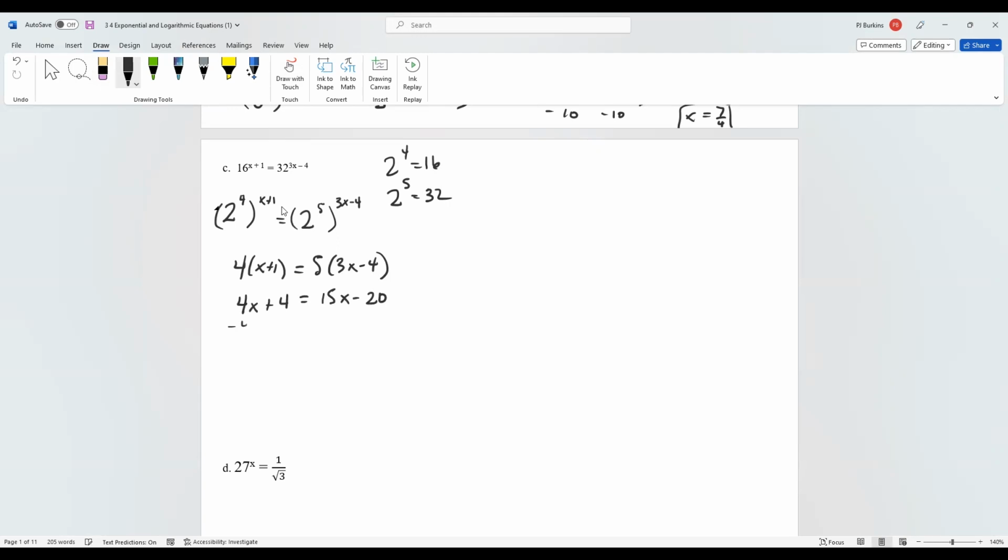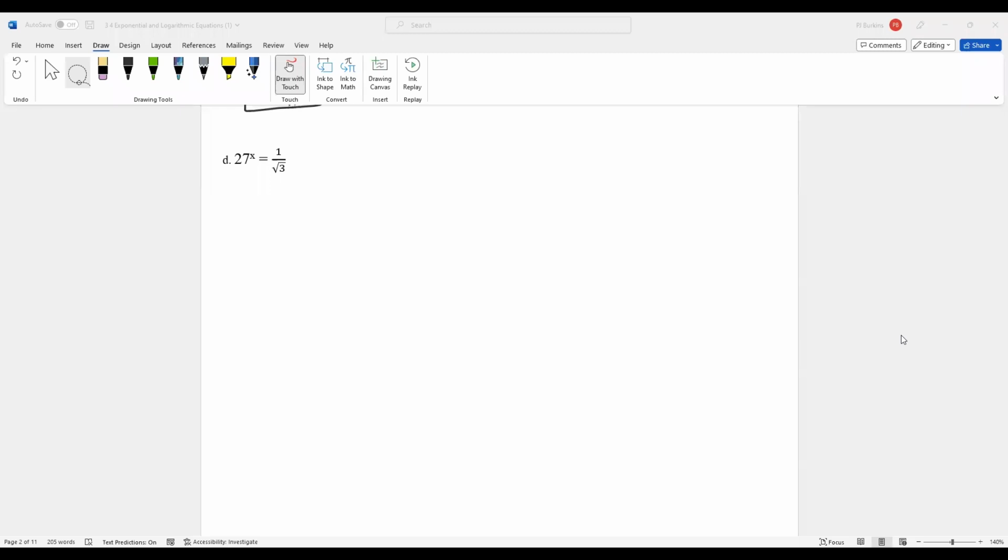I'm going to subtract 4x from this side and this side, and I'm going to add 20 to both sides. When I do that, these cancel, and I get 24 is equal to, these cancel, 15 minus 4 is 11. So I get x is 24/11.